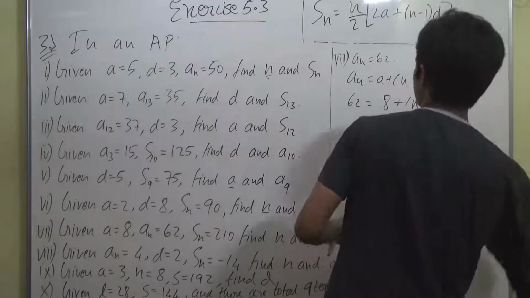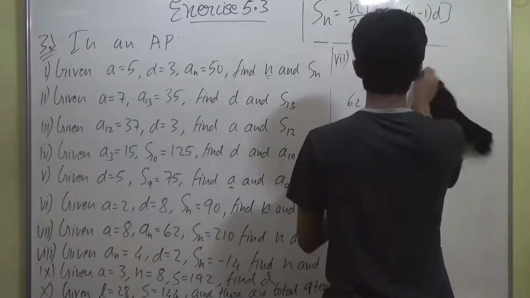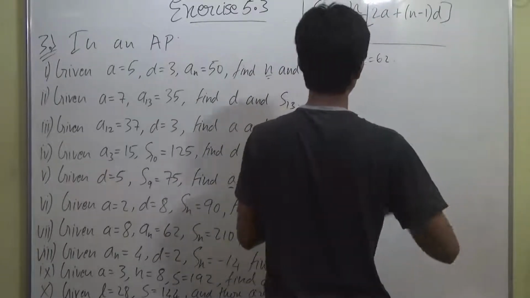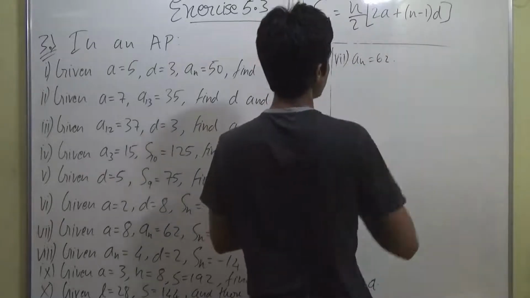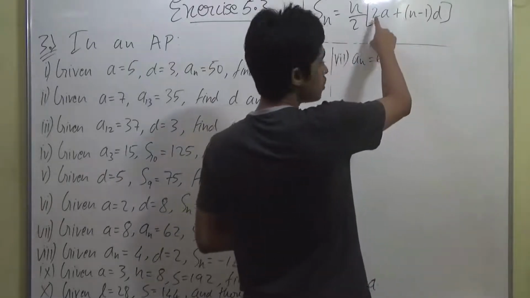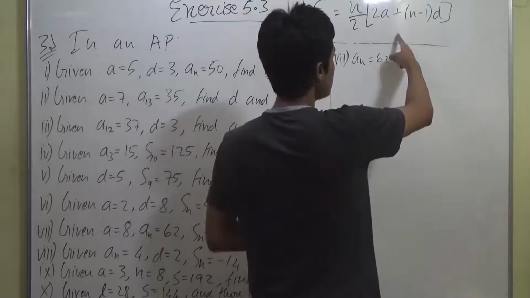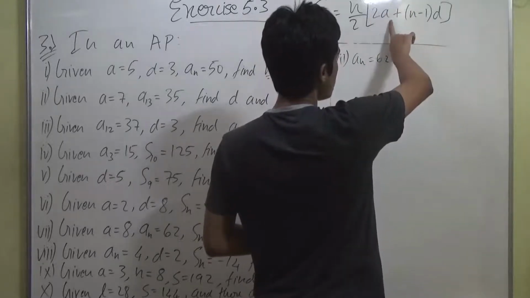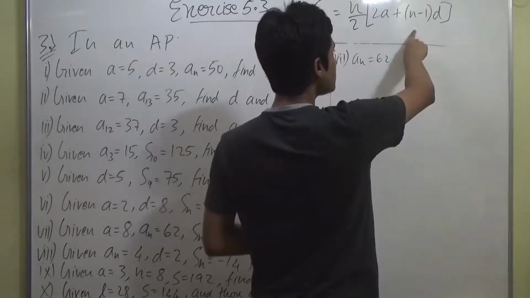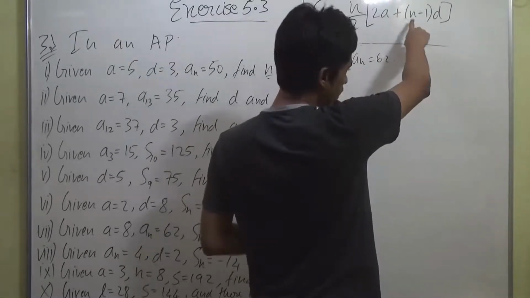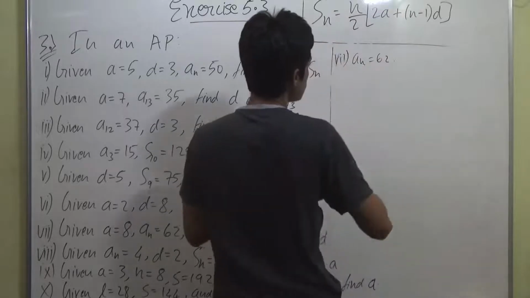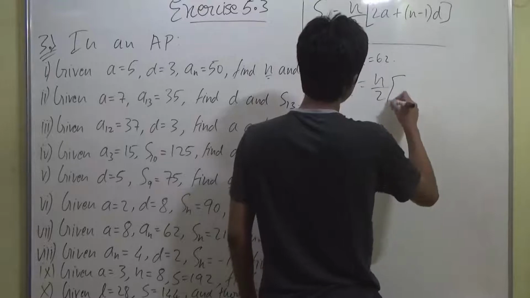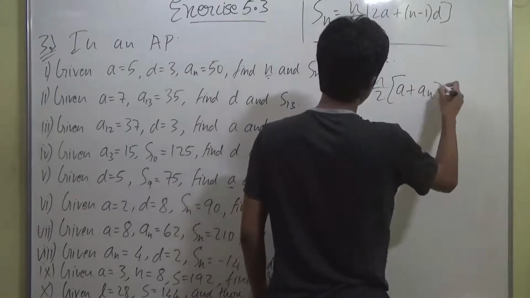I'll tell you. So they have given us a of n equal to 62. First let's use the formula s of n, right? So s of n is equal to n by 2 into 2a plus n minus 1 into d. This you can write 2a as a plus a, right? So if you take only one a, it will become a plus n minus 1 into d. A plus n minus 1 into d is nothing but equal to a of n, right? So s of n can also be written as n by 2 into a plus a of n. Correct, right?